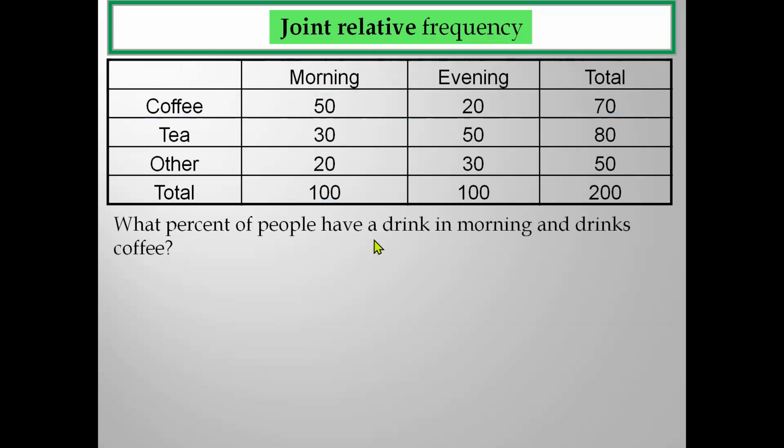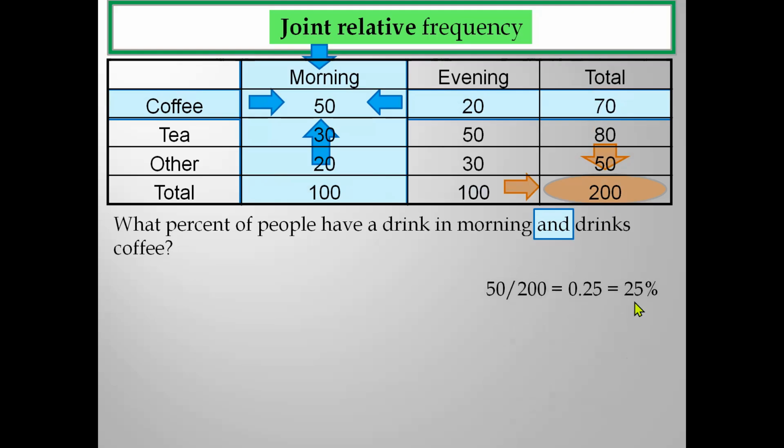Let's quickly go over this problem one more time. What percentage of people have a drink in the morning and drinks coffee? So we first look at the morning as our first category. Then we have the second category, coffee. I'll focus on the word and, which is the overlap out of the total, which is 200. So our overlap of drinks in the morning and drinks coffee is the value 50 divided by our total of 200, giving us again 25%.